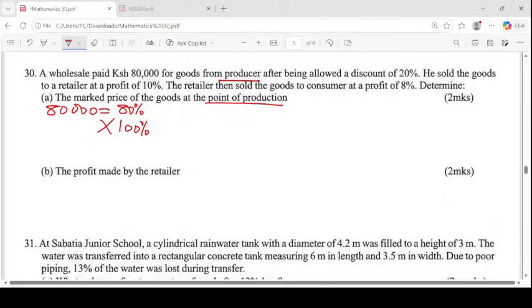You cross multiply. This becomes 80,000 multiplied by 100 divided by 80. This and this goes, this one here 1. So this is 10,000 divided by 10. This is 100,000.